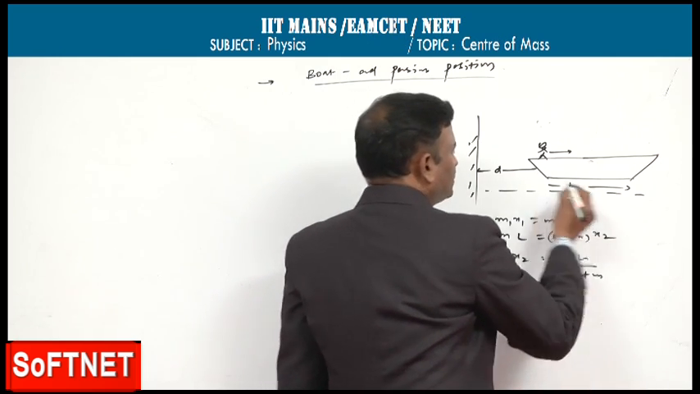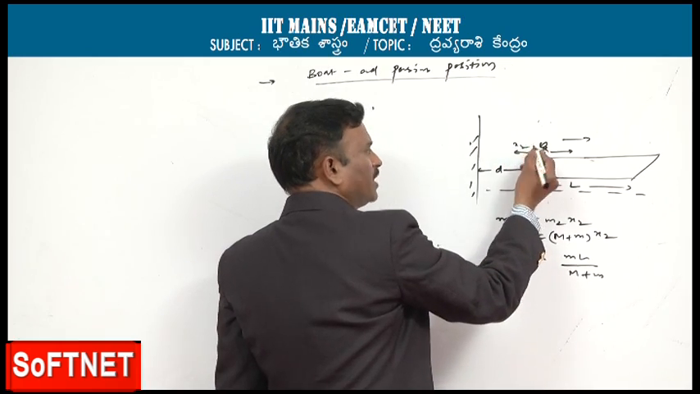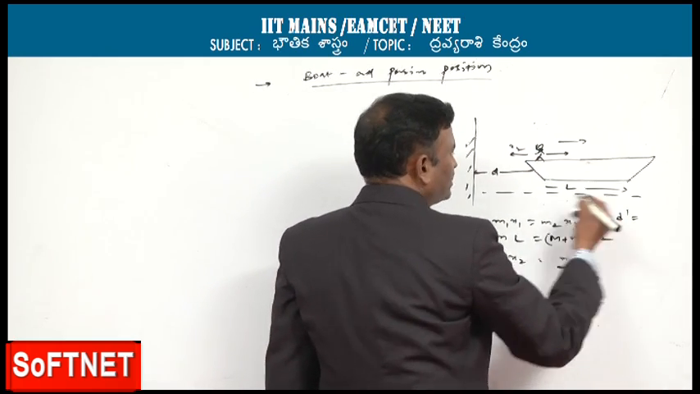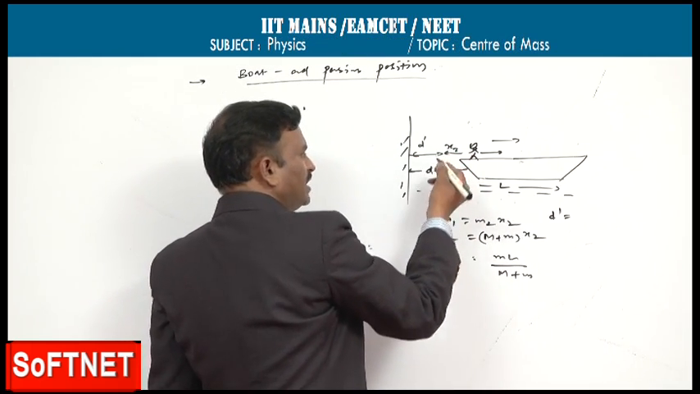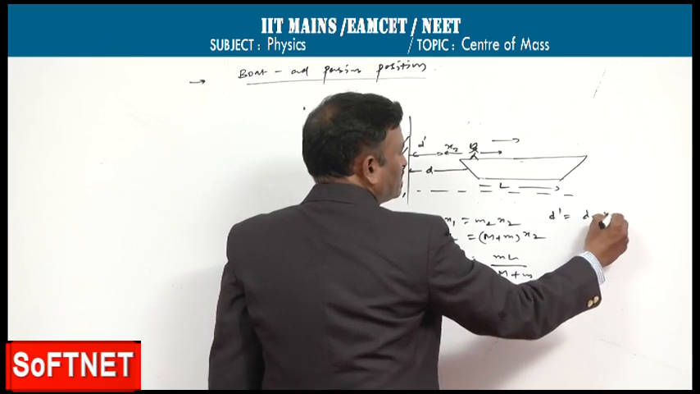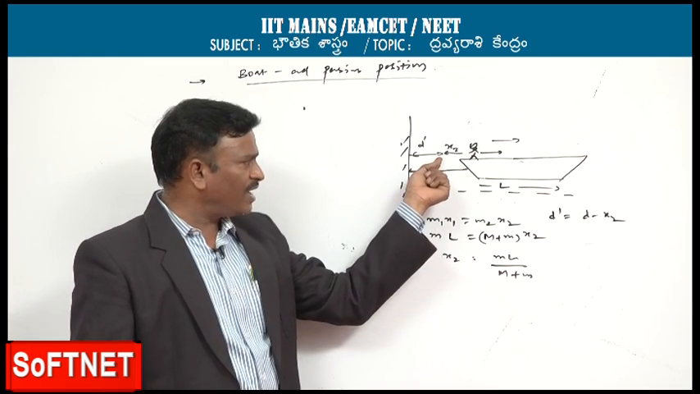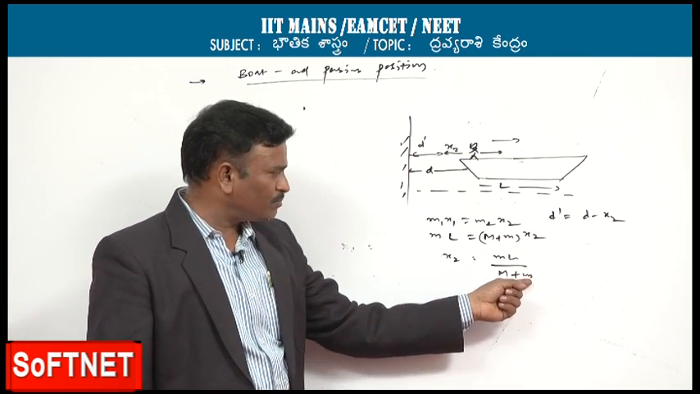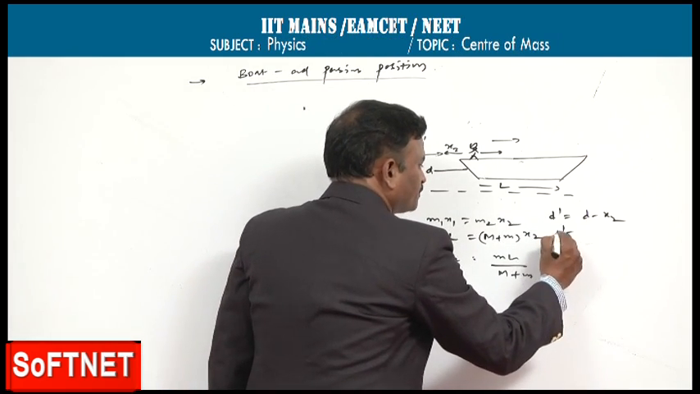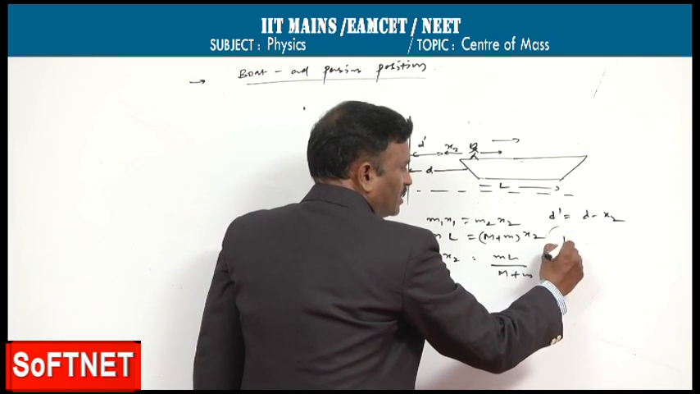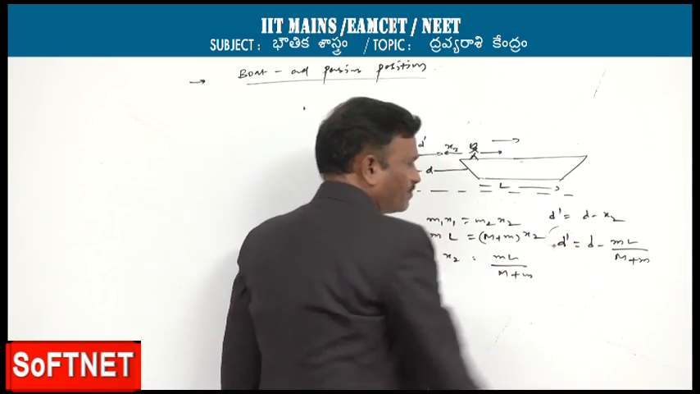But the final distance is, as the person is moving in this direction, the boat will move back, so x2 will be in this direction. The remaining distance is d dash. d dash is obviously d minus x2. The previous distance is d. Now the distance moved by the boat along with the man is mL by capital M plus small m, that is supposed to be subtracted. So d dash is equal to d minus mL by capital M plus small m.